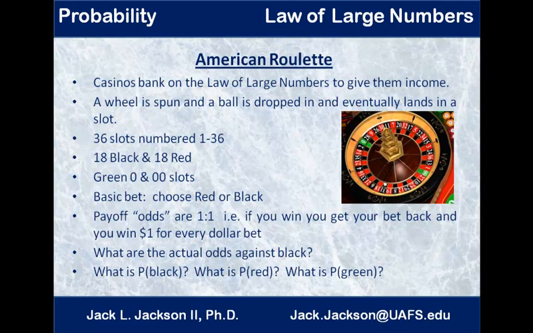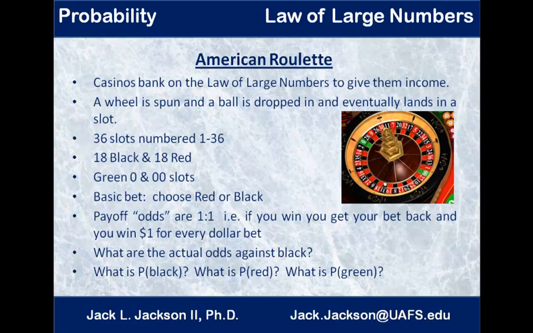Now there's actually other bets that you can do with a roulette wheel, but let's just assume that for this particular roulette wheel, we have the most simple bet. You either bet on black or you bet on red. In other words, you bet that the ball will land in a black slot, or you can bet that it'll land in a red slot. The payoff odds are 1 to 1.